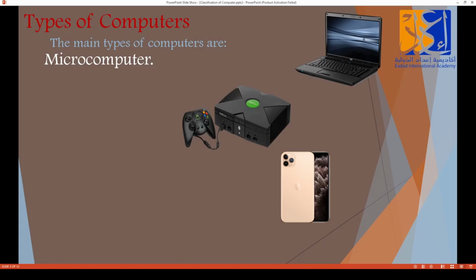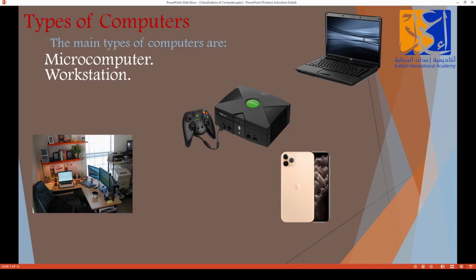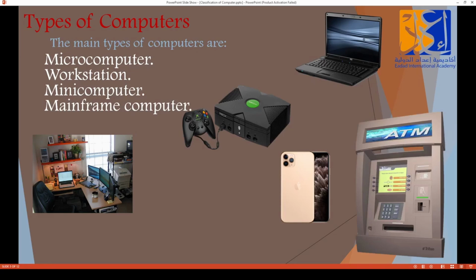So why can I see an Xbox picture there? Because in Xbox, a computer is embedded into it. Next, workstation. Workstation means where you work and sit. Wherever you work and sit on a computer is called a workstation. Okay. Next, mini computers. Mainframe computers.